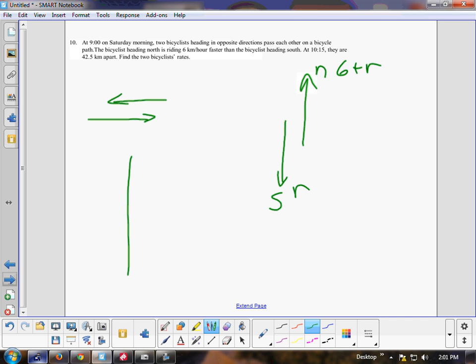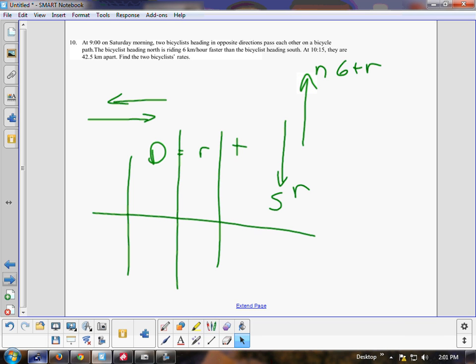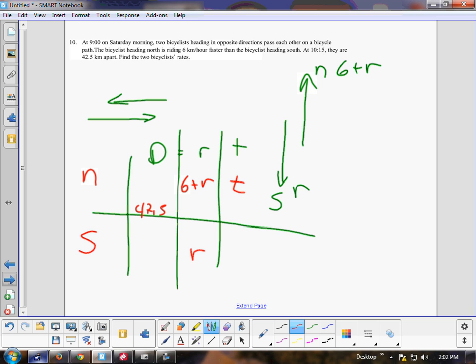So if I set up my dirt table, we have north and south bike. The rate of the north is 6 more than the other. Okay. At 10:15, they are 42.5 kilometers apart, and the time would be the same for both.